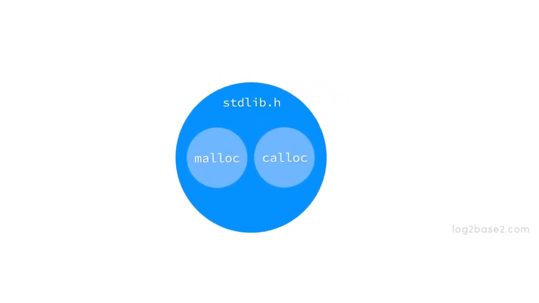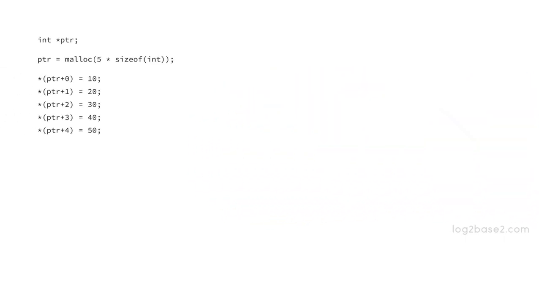Now, let us see an example program where we first declare an integer pointer ptr. It is a static memory allocation, so memory is allocated in the stack. And let's assume memory for ptr is allocated at address 2048.